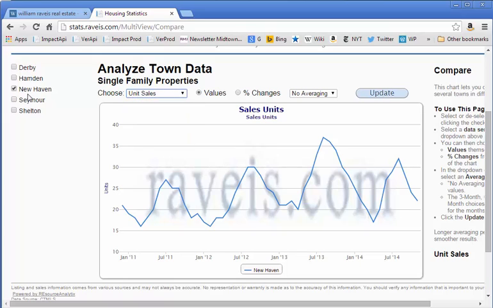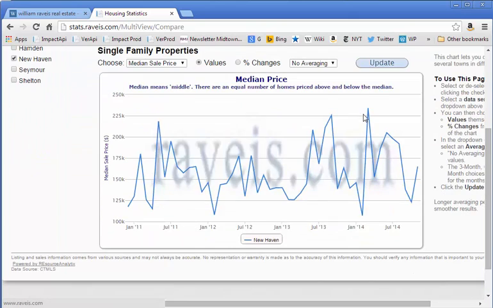So we start off with, we had chosen New Haven as a town, and we're now seeing a chart of unit sales in New Haven. For purposes of right now, we're really more interested in looking at prices than we are sales. So let's click on median sale price and then click Update. And the system now shows us what median sale price has done in New Haven over the past several years.